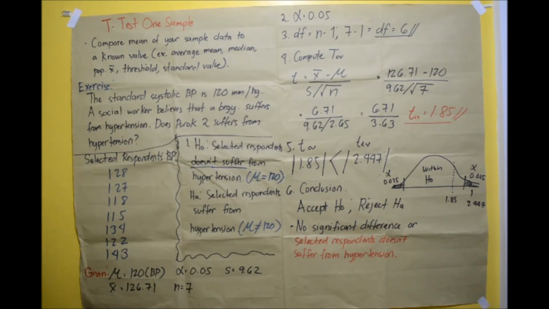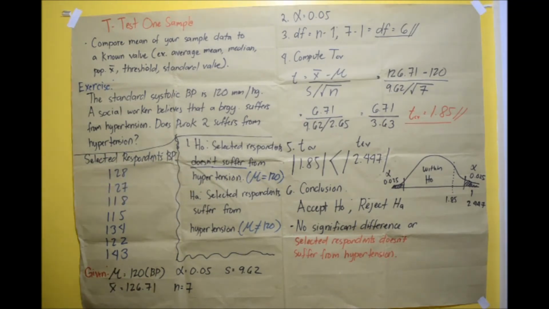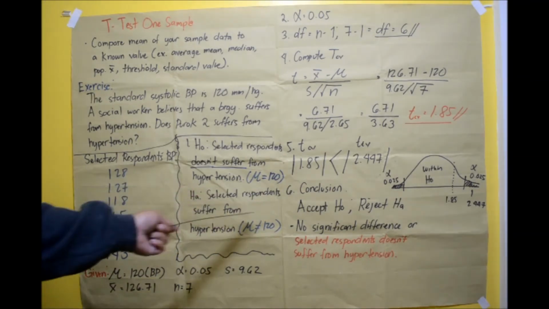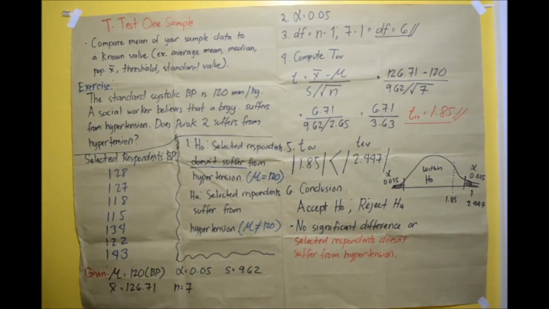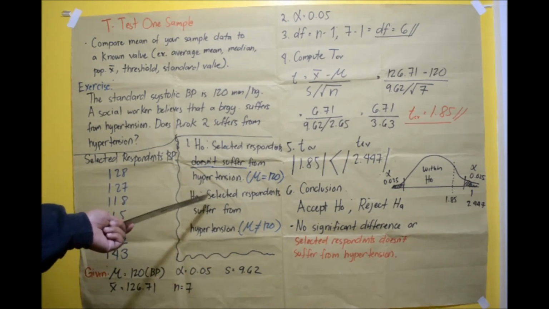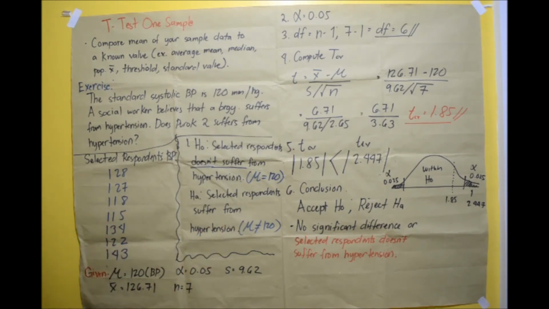You can do better than me. For example: the selected 7 respondents do not suffer from hypertension. Actually, what I would write is longer, but this is shortened, and it's okay, it's brief. Does not suffer from hypertension. Take note of this 120: our HO says the population mean is equal to the standard. While your alternative hypothesis: selected respondents suffer from hypertension.